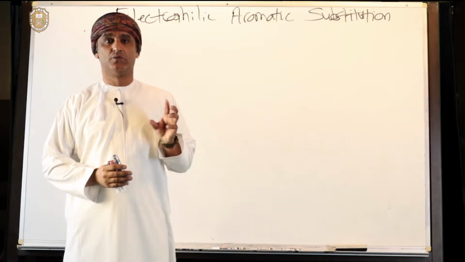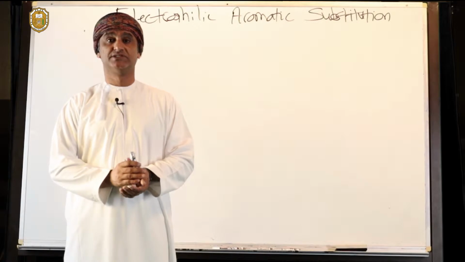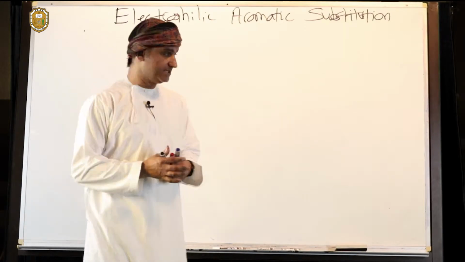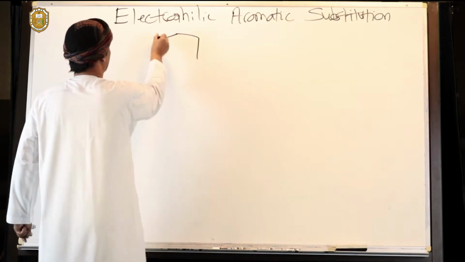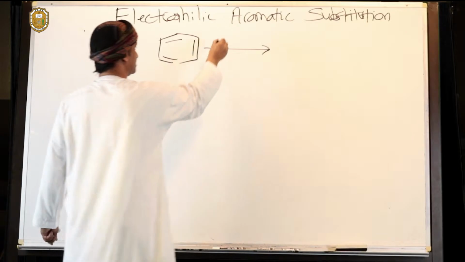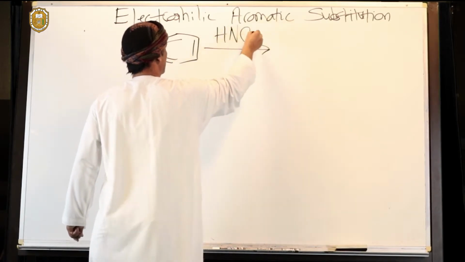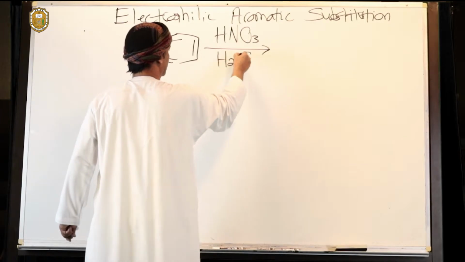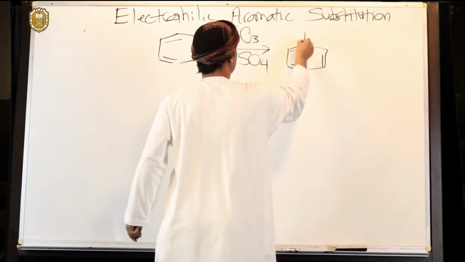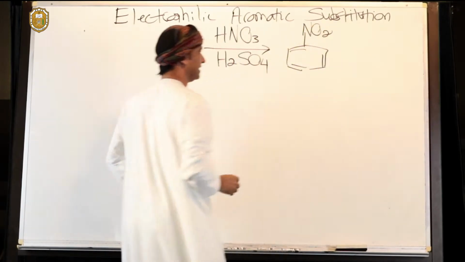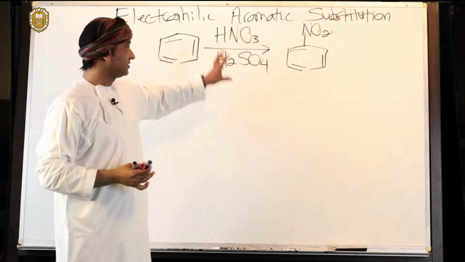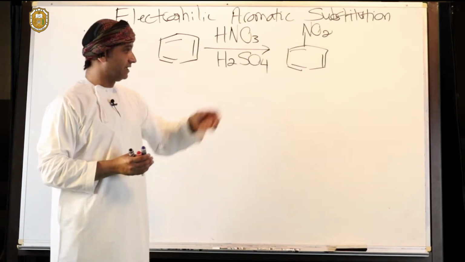To continue on with examples of electrophilic aromatic substitution reactions, now we take nitration. How can we nitrate benzene? Benzene can be nitrated with a mixture of nitric acid, HNO3, and sulfuric acid to give nitrobenzene. This is the product of this nitration reaction, when the benzene ring reacts with a mixture of nitric acid and sulfuric acid to give nitrobenzene.